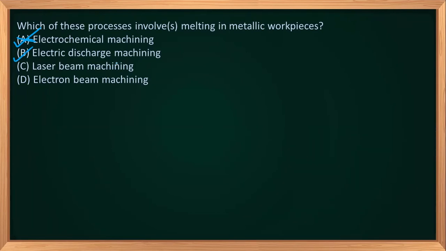Laser beam machining, of course, there will be melting, because the same mechanism applies: a high beam of laser is impinged on the workpiece and it is melted and vaporized. Electron beam machining has an even stronger beam compared to the laser beam, so a high amount of energy is concentrated at a particular point, so that the material melts and evaporates. Since it's a multiple choice selection question, the answer will be B, C, and D. If you get all three, then only you will get the marks. I hope that you all might have done well.